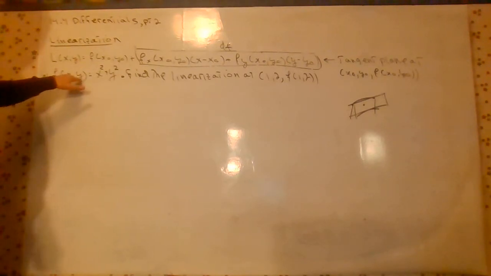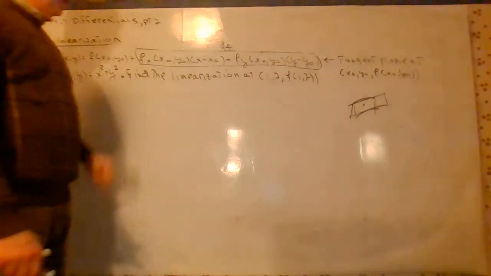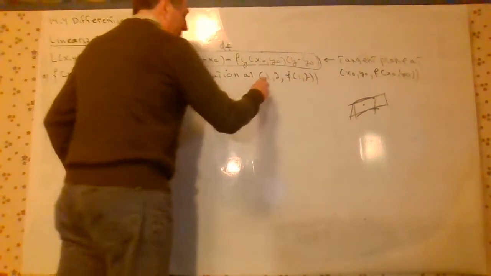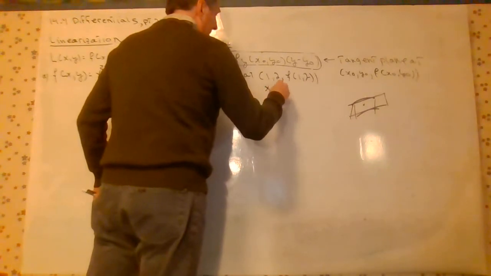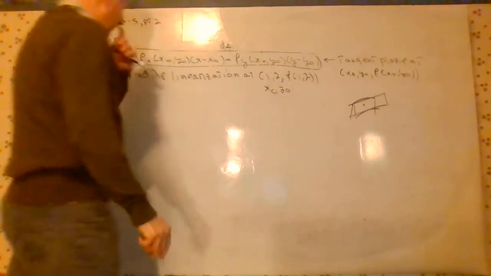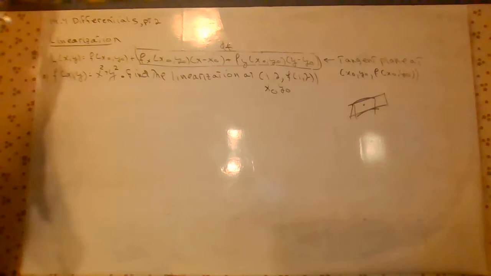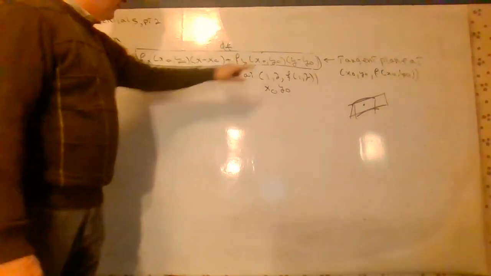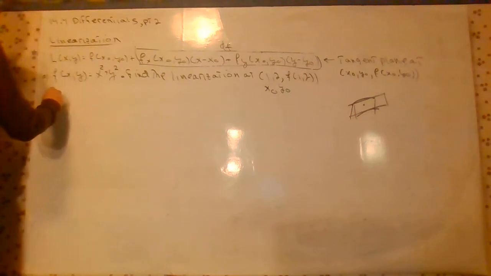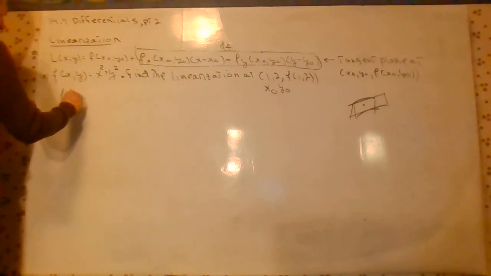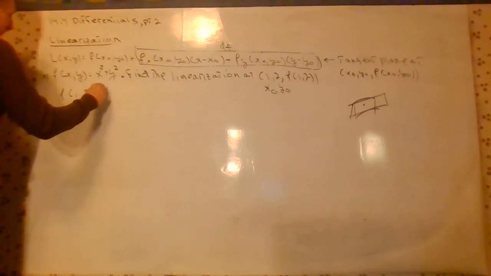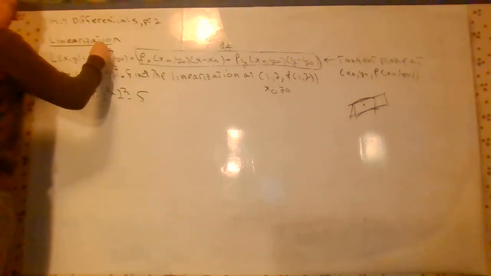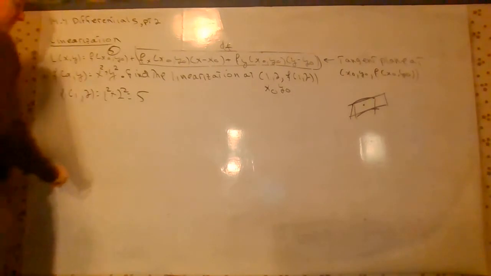We're going to start with this function, x squared plus y squared. Let's find the linearization at (1, 2), f(1, 2). In this case, 1 is x0 and 2 is y0. So in case you're wondering, we're going to find three coefficients, this, and this. First of all, f(1, 2) is 1 squared plus 2 squared, or 5. So we're going to put a 5 right there.